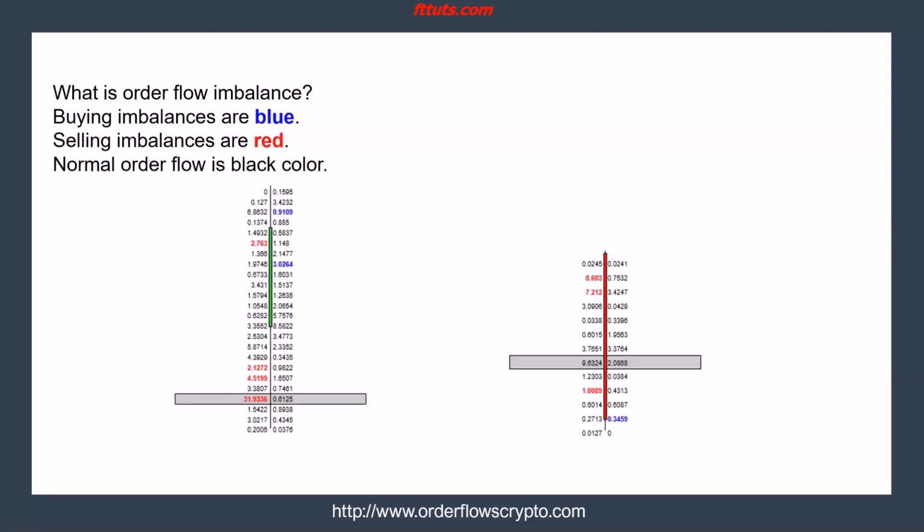One of the important things to note is the colors, right? The beauty of trading order flow is it's very visual, okay? Buying imbalances are blue, selling imbalances are red. The normal order flow in a bar is going to be the black color. So you can see there are selling imbalances in this green up candle, okay? And there are also buying imbalances, just as in this red down candle, you have selling imbalances as well as a buying imbalance. And every bar is different, okay? Not every bar is going to have imbalances at the same level, and imbalances are the result of the actual trading that's going on in the market.